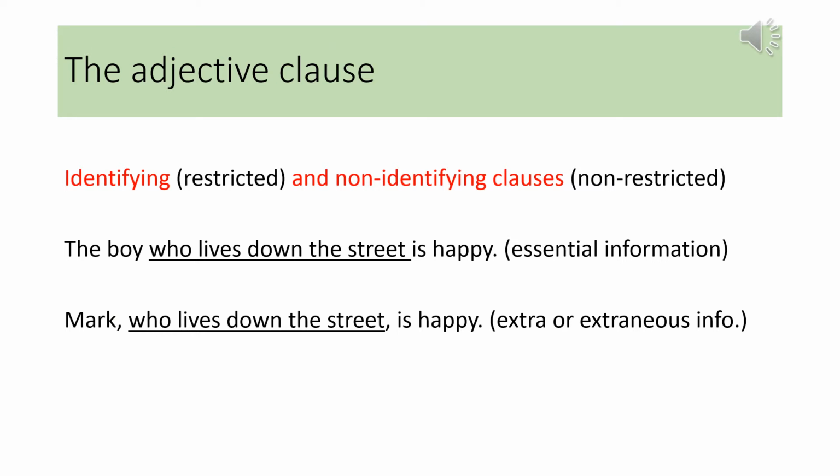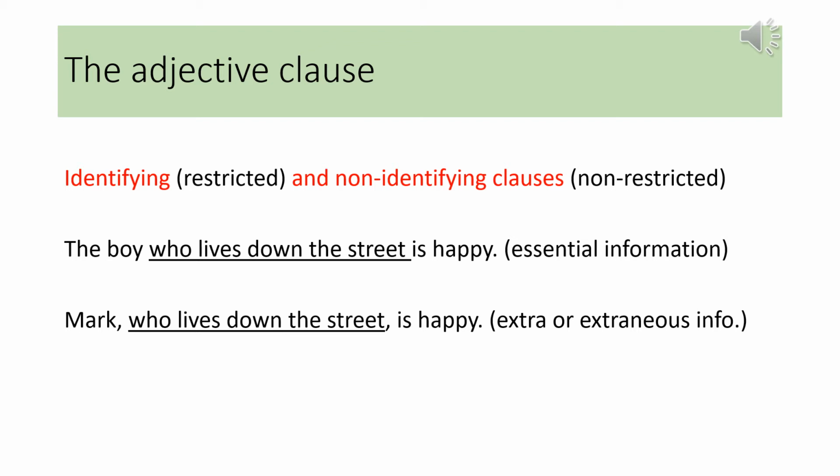Okay, so what's the difference between an identifying and a non-identifying adjective clause? Different grammars from England or America use different terms. So I use identifying and non-identifying. It makes sense to me. Restricted and non-restricted mean exactly the same thing. So you just choose one and stick with it.